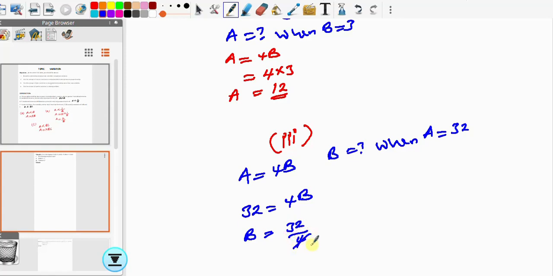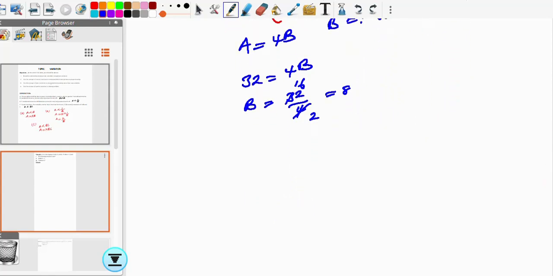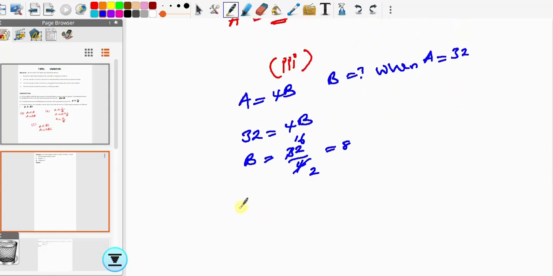2 goes here, 2 goes here, right? And 2 can still go in 6, which will be equal to 8. Then when a equal to 32, b equal to 8. This is the answer. Let's move to the second one.